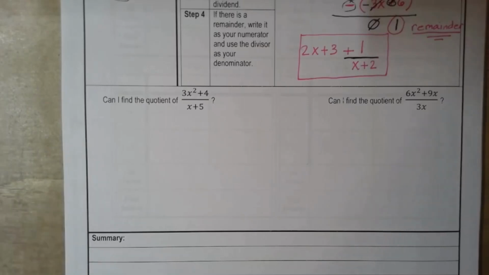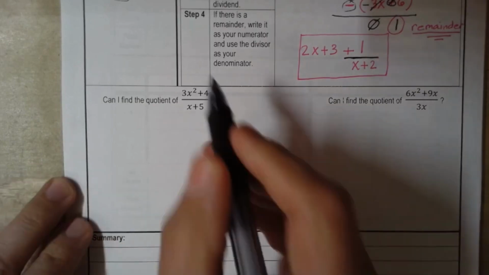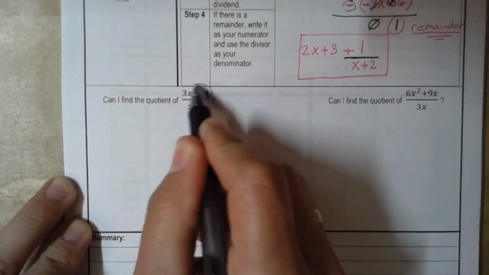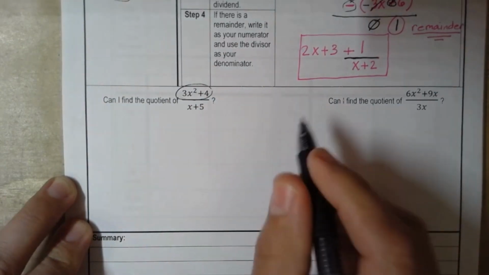Alright, so I'm going to go ahead and work it out. I'm going to follow step 1. We're going to put the numerator in as the dividend. So this numerator is our dividend. I'm going to go ahead and write this out real quick.